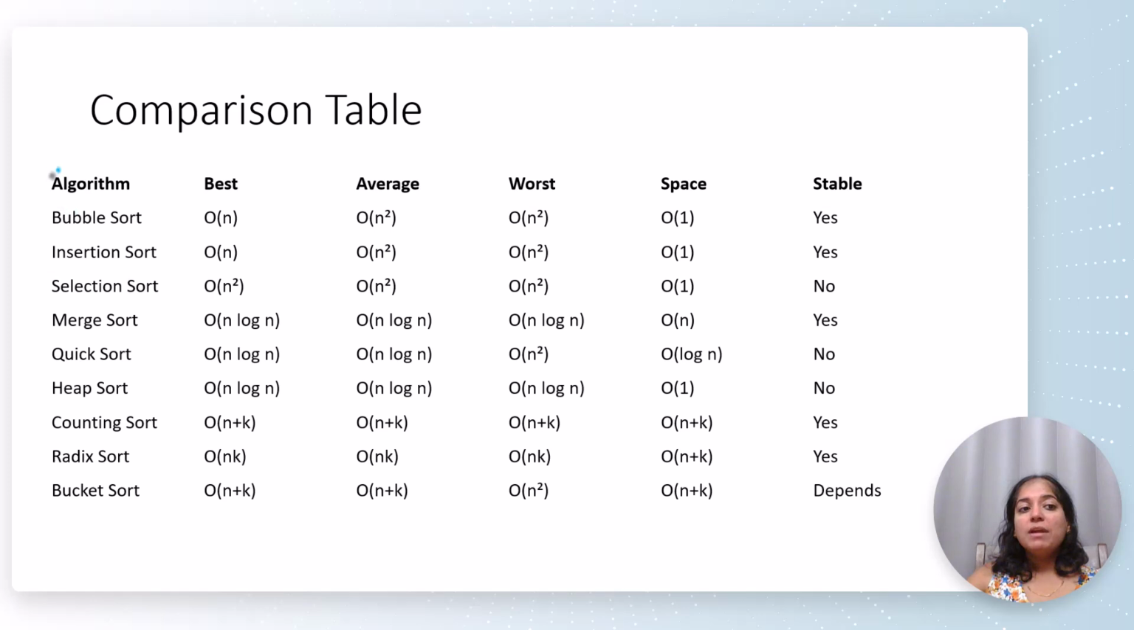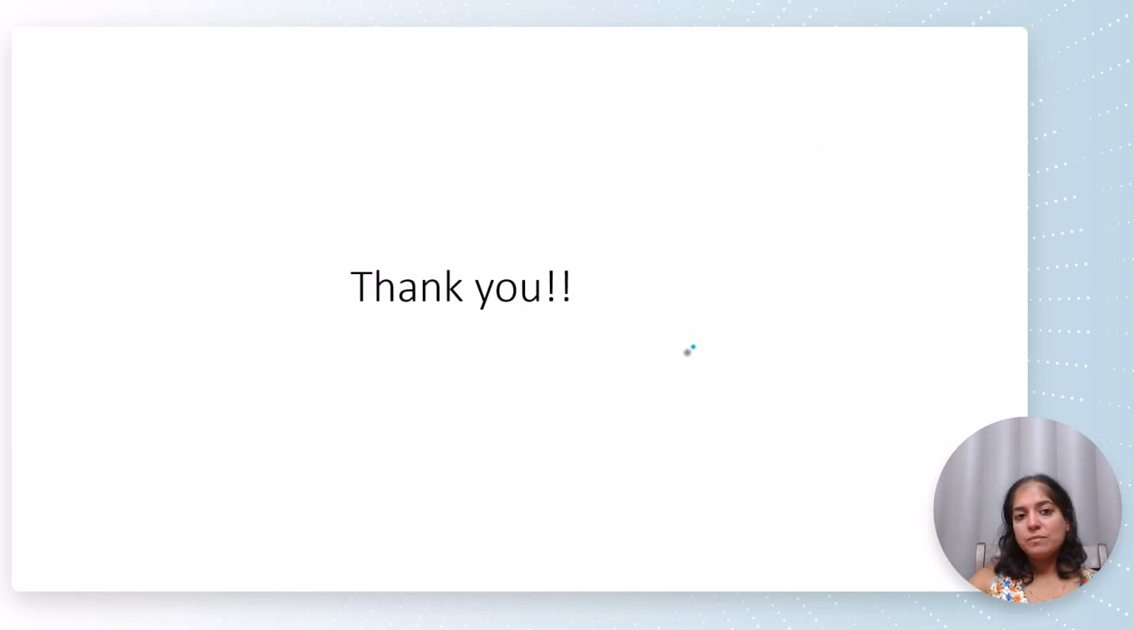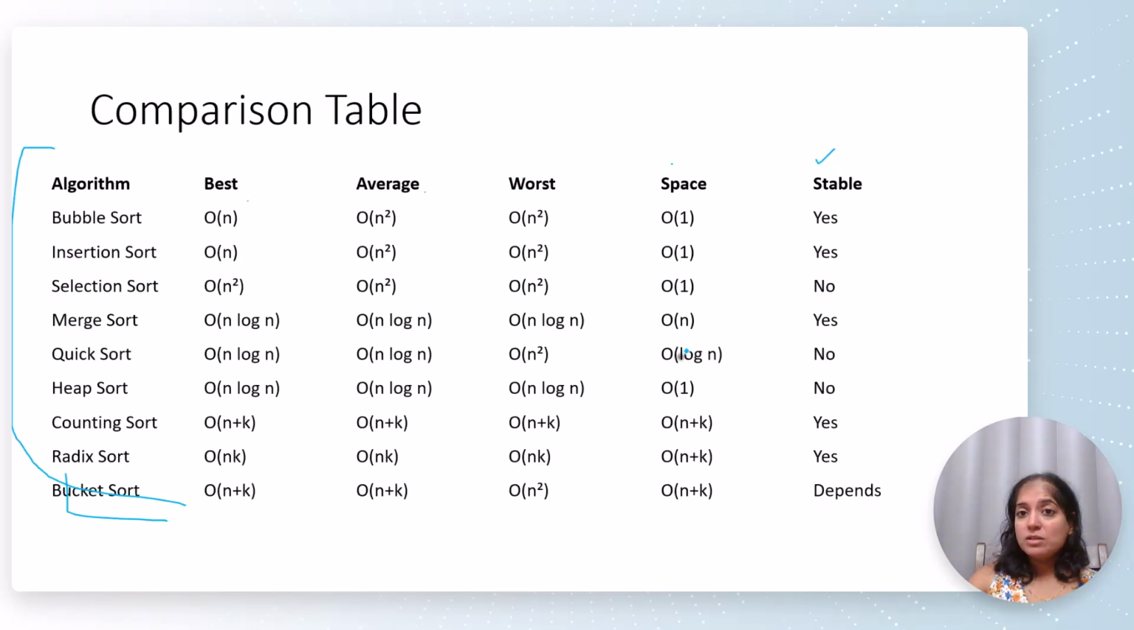Next, we have the comparison table of all the sorting algorithms: what is their best case, worst case, and average case time complexity, what is the space complexity, and whether it is stable or not. This is all about the sorting algorithms. We discussed stable, non-stable, comparison based, and non-comparison based algorithms, and inversions. We discussed bubble sort, insertion sort, selection sort, merge sort, quick sort, heap sort, radix sort, and bucket sort.